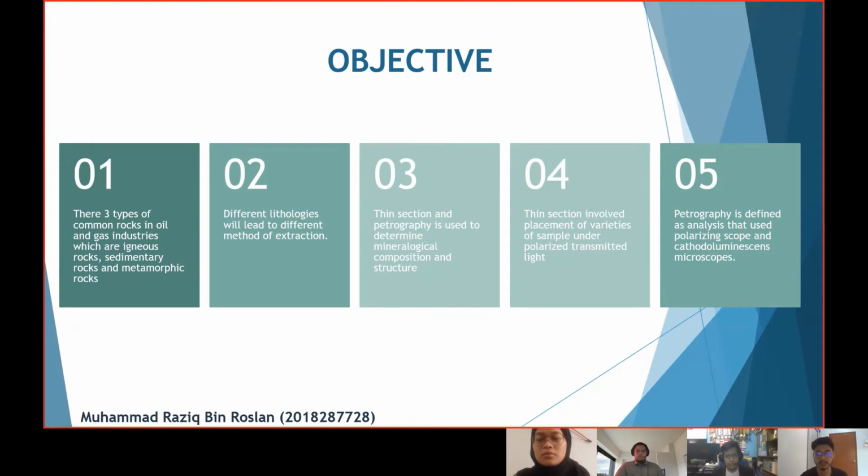As all the types of rock have different lithologies, that means the method of extraction will be different. So that's why thin section and petrography are important. Next, as I said before, thin section involves the placement of a variety of samples, and in this case, samples from the experiment. While petrography is defined as analysis that uses a polarizing scope and luminescence microscope.